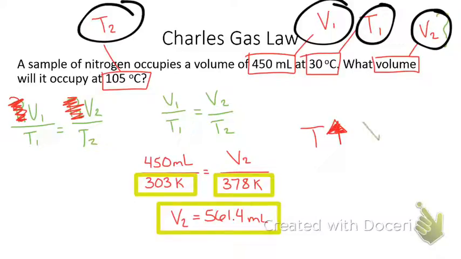Let's check out and see what's going to happen to my volume. We should have a direct relationship and my volume should go up. Did we calculate a value that was higher than our starting value of 450? Yeah, our volume in this case did go up. So we probably got the correct answer because using Charles gas law, we know there's a direct relationship between temperature and volume.